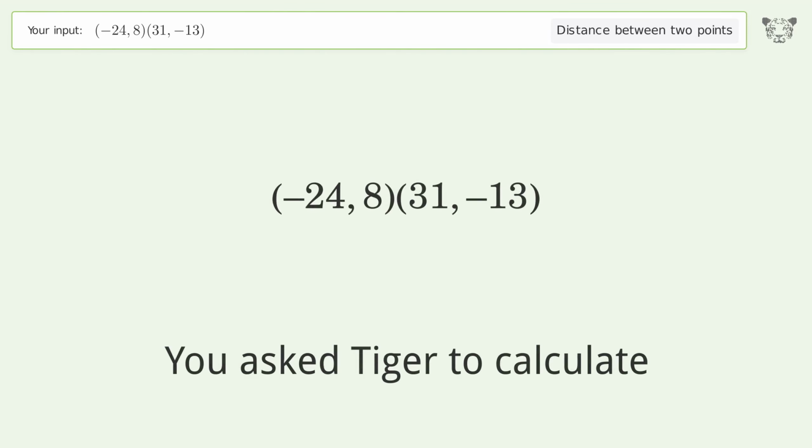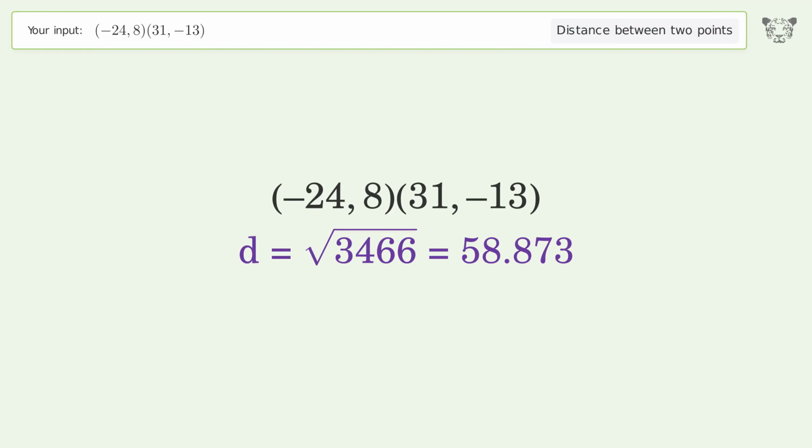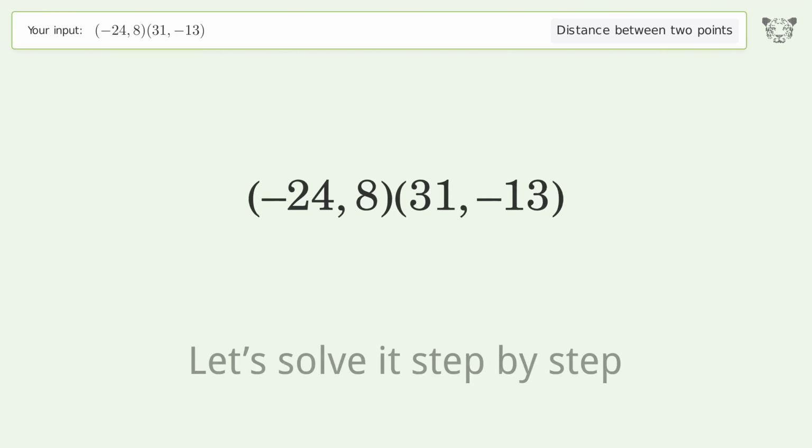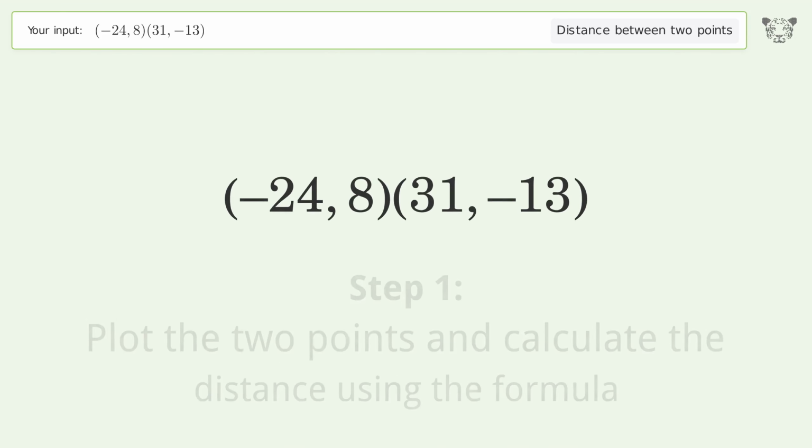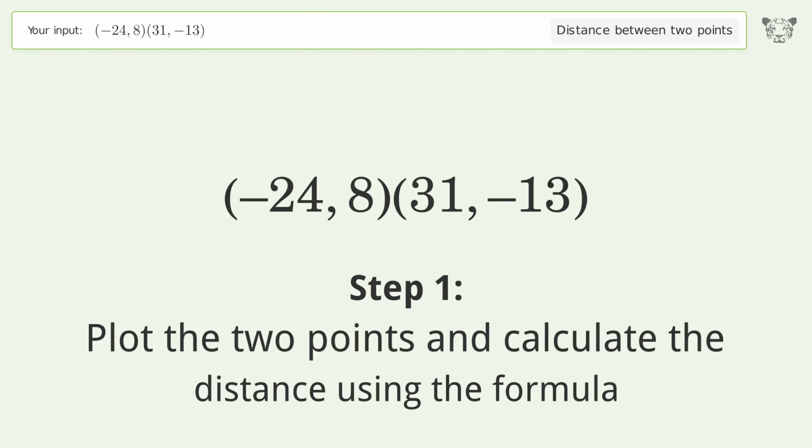You ask Tiger to calculate. This deals with the distance between 2 points. The distance between the 2 points is the square root of 3,466, or 58.873. Let's solve it step by step. Plot the 2 points and calculate the distance using the formula.